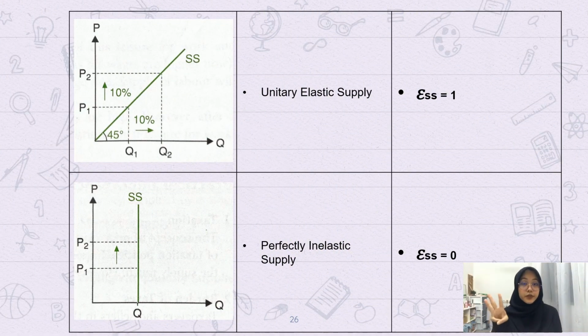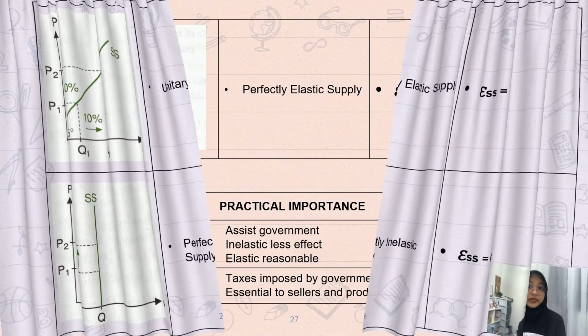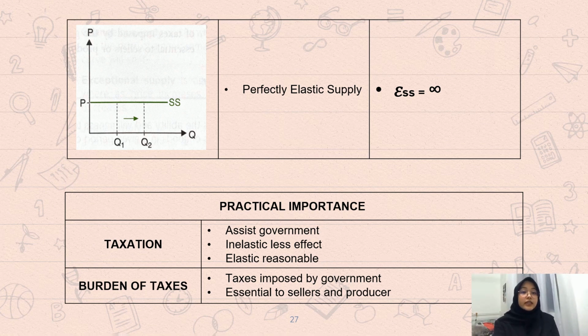The third one is unitary elastic supply. This happens when the percentage change in the price is the same as the percentage change in quantity supplied. The fourth one is perfectly inelastic supply. A percentage change in price has no effect on the percentage change in quantity supplied. The last degree is called perfectly elastic supply. This happens when there's almost zero percentage change in the price, however, there is a large percentage change in quantity supplied.